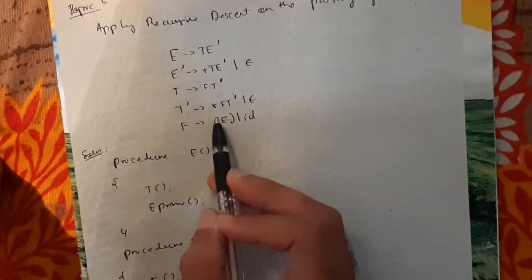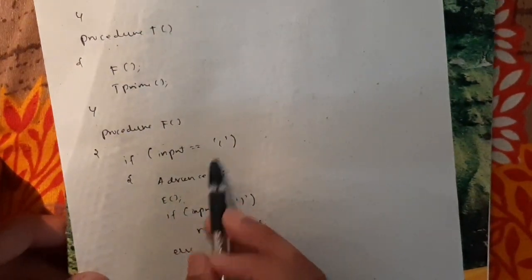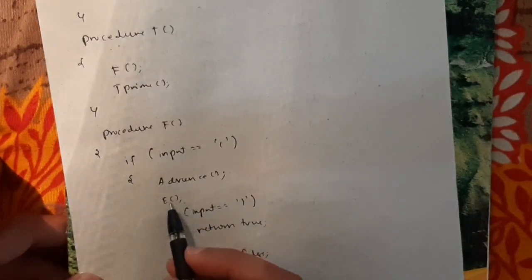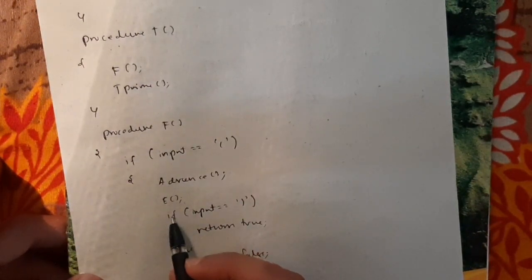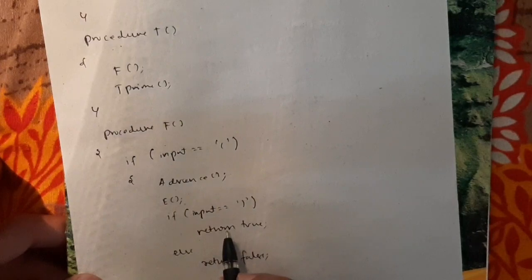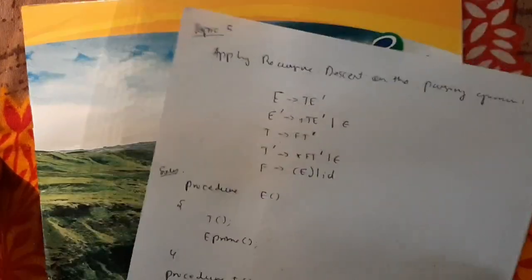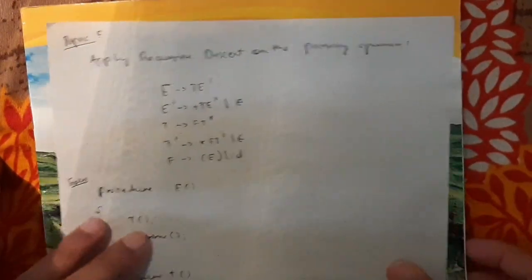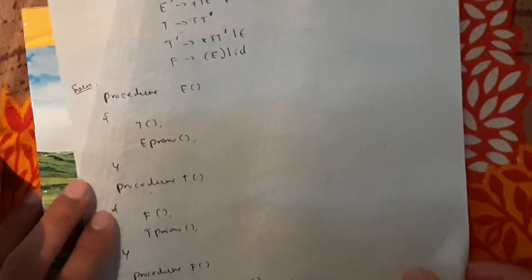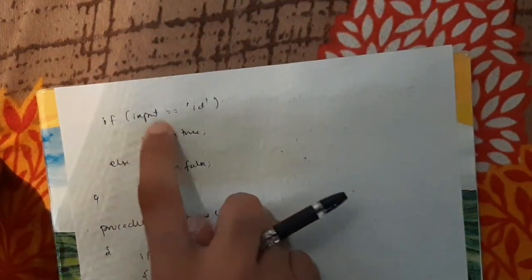You will define F, and what we have in F is E, meaning opening bracket, E and closing bracket, then ID. So if it is an opening bracket, then continue, advance means move to the next part, then call the E function because E is present there, and if it's a closing bracket, then return true, meaning it's a valid string, else return false. Then for ID we will not do anything, we will just keep it as such. Then what we have is E prime and T prime. Both of these we have to define the same way. Last, we have to write for ID as well. So for ID, if input is equal to ID, return true, else return false.